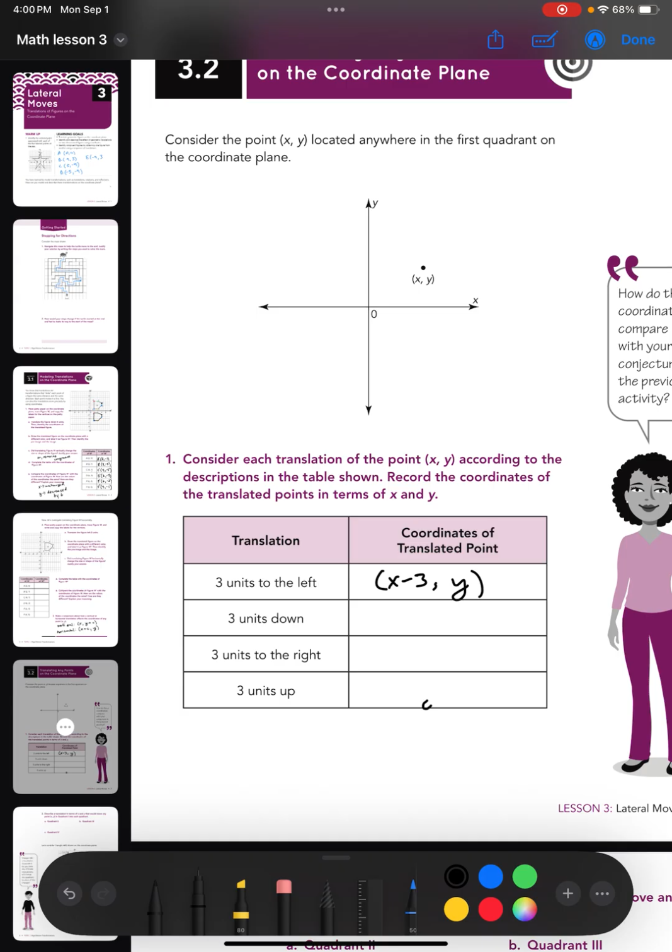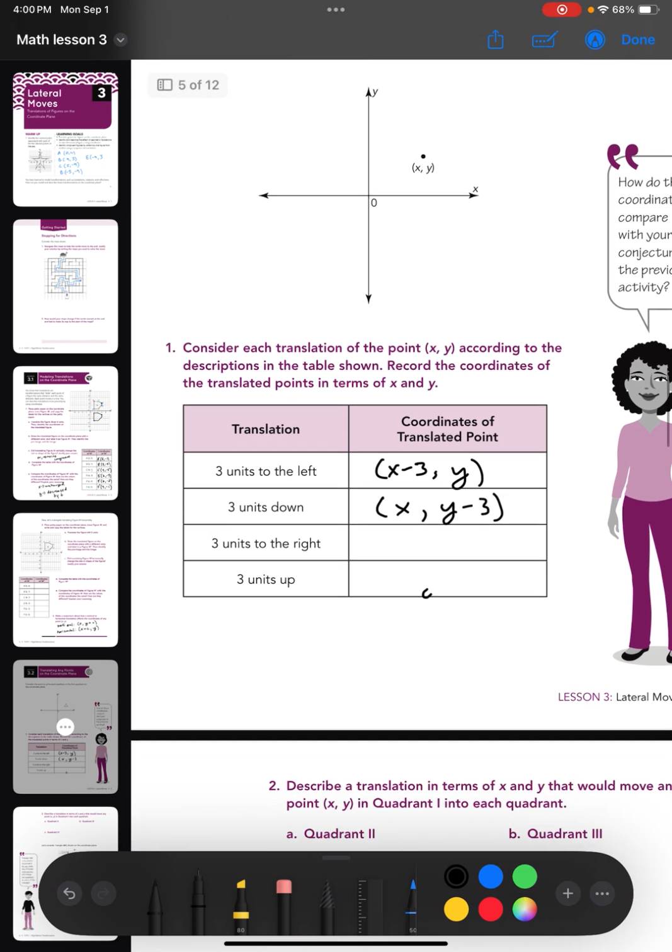If we went 3 units down, the y is decreasing. So x would remain unchanged, and we'd have y - 3. For the next one, 3 units to the right, so right and left is x, right is increasing, so x + 3, and the y would remain unchanged. And 3 units up is now increasing the y. So the x remains unchanged, and the y increases. So there would be our changes to those coordinates based on those transformations.